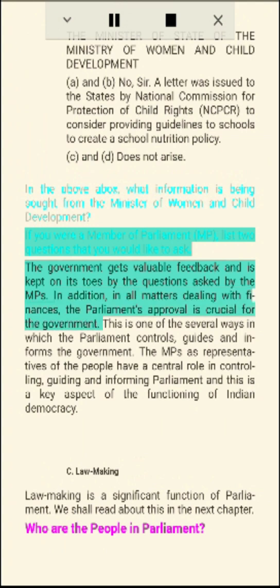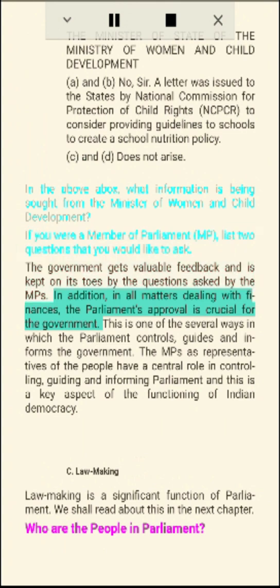The government gets valuable feedback and is kept on its toes by the questions asked by the MPs. In addition, in all matters dealing with finances, the Parliament's approval is crucial for the government. This is one of the several ways in which the Parliament controls, guides and informs the government. The MPs as representatives of the people have a central role in controlling, guiding and informing Parliament, and this is a key aspect of the functioning of Indian democracy. C. Law-making. Law-making is a significant function of Parliament. We shall read about this in the next chapter.